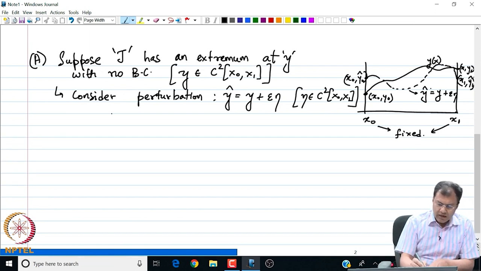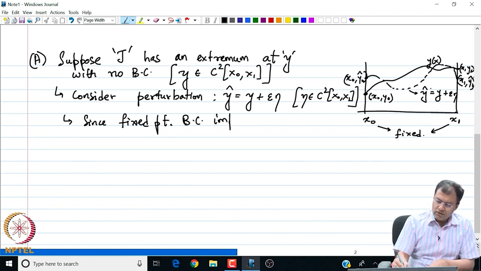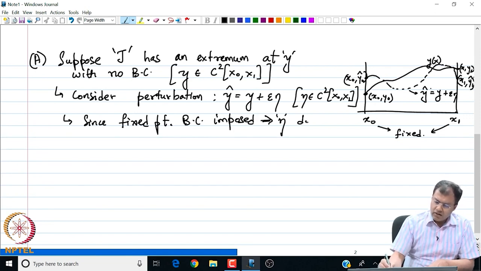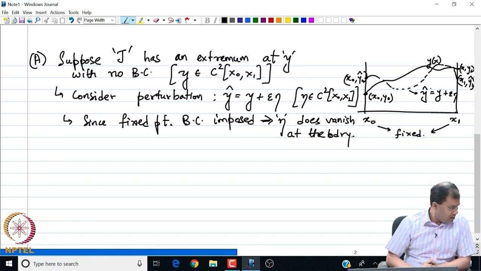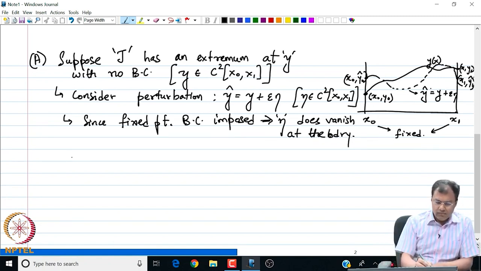So, the clear difference being, since no fixed point boundary conditions are imposed, it implies that eta does not vanish at the boundary. In fixed point boundary condition problems, eta used to vanish, the perturbation function. Okay. So, let us now write down the variation of this functional j.